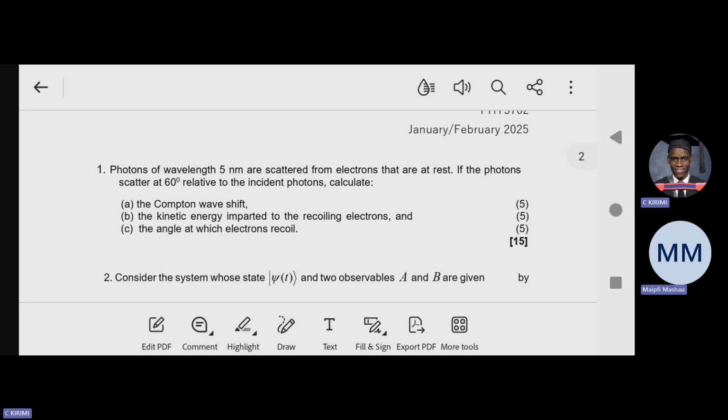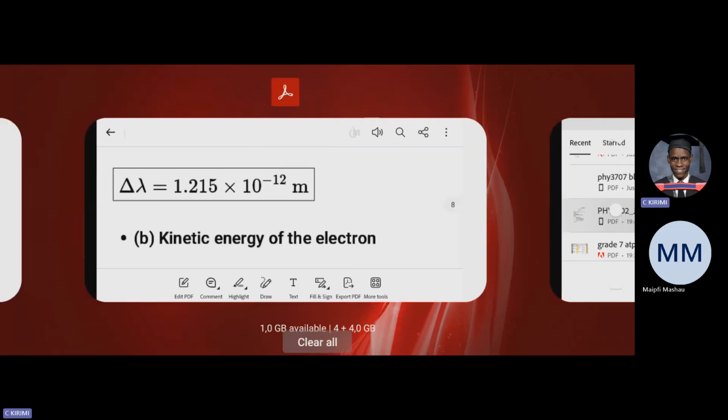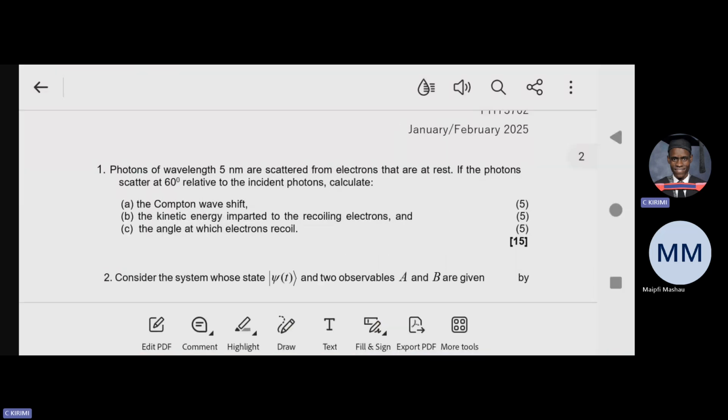So for number one, the photons of a wavelength, given in nanometers, are scattered from electrons that are at rest. If the photons scatter at 60 degrees relative to the incident photons, calculate the Compton shift, the kinetic energy imparted to the recoiling electrons, and the angle. All right, now let me open that.